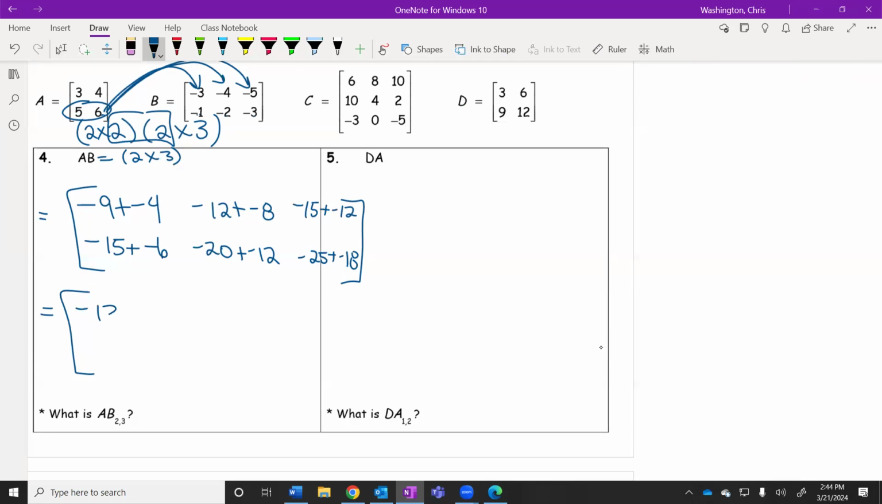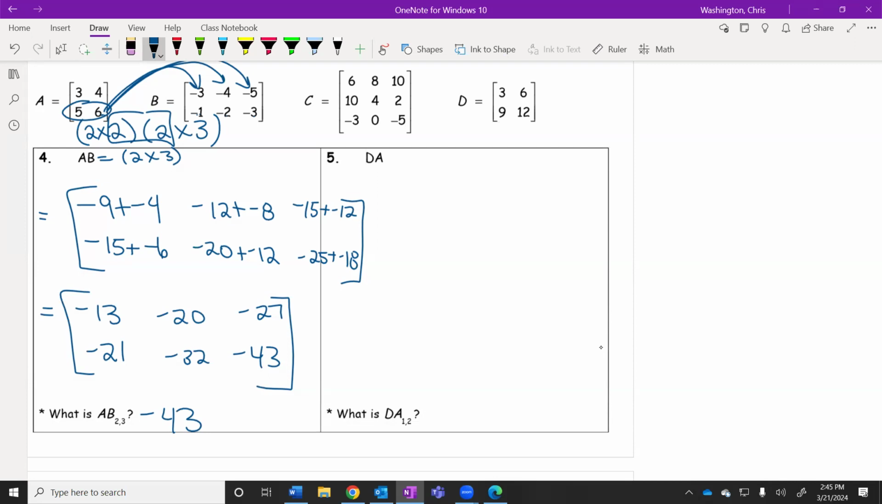Negative 9 and negative 4, negative 13. We get negative 20, negative 27, negative 21, negative 20 and negative 12 is negative 32, negative 25 and negative 18 is negative 43. And then just to make sure we can identify elements in a matrix, what is the element in position 2, 3? A, B, 2, 3. So you got to multiply first. And then what is the element in the second row, third column? That would be negative 43.